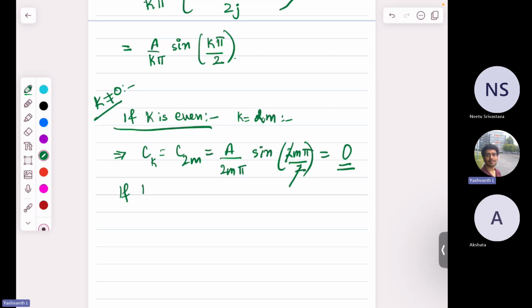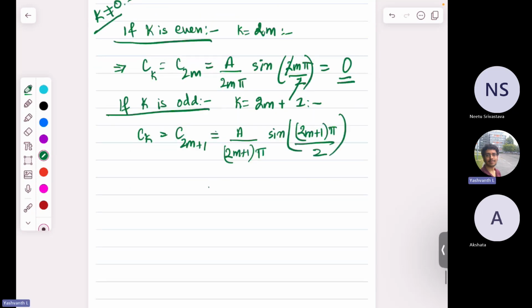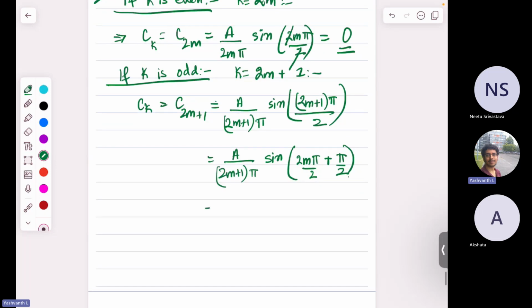But if k is odd, then you can write k equal to 2m plus 1 for some m. Then ck is equal to c2m plus 1 equal to A by (2m plus 1) times pi into sine of (2m plus 1) times pi by 2. Now this is the same as A by (2m plus 1) pi into sine of (2m pi by 2 plus pi by 2).